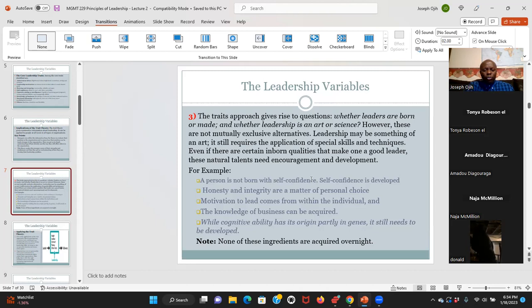Now, how about this? Motivation to lead comes from within the individual, of course. It comes from within the individual. And some people choose, I would say that it's a matter of personal choice as well.